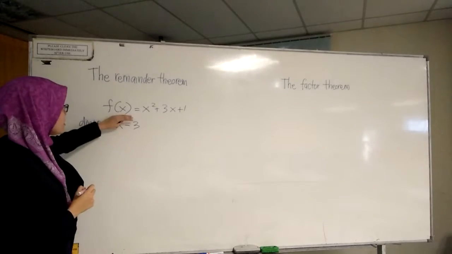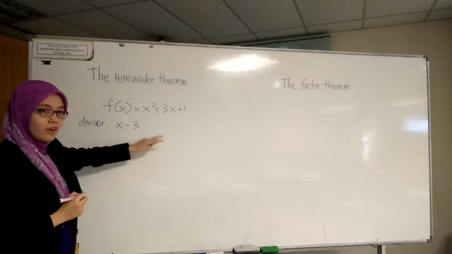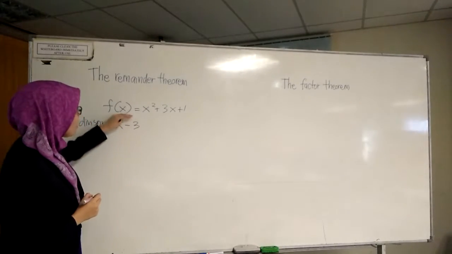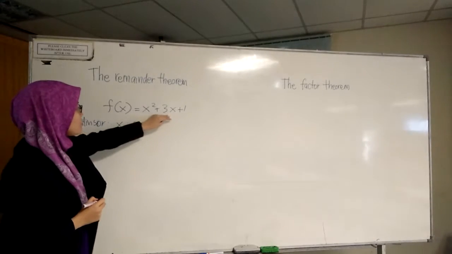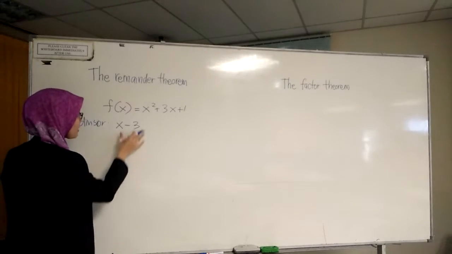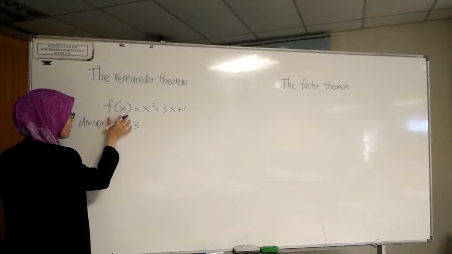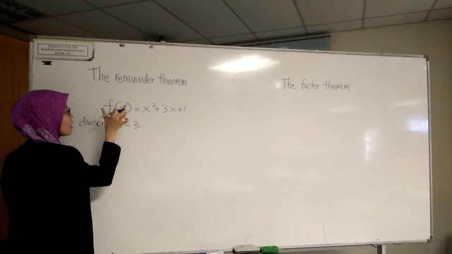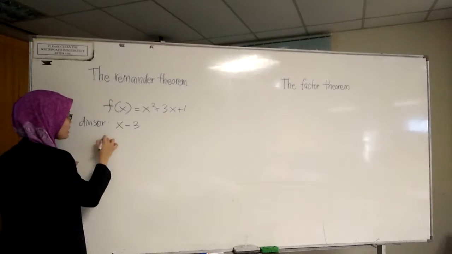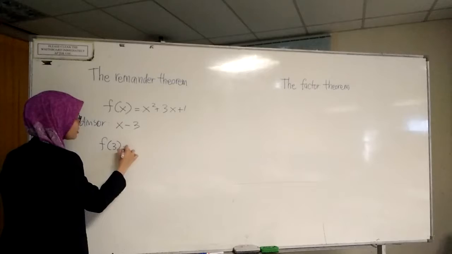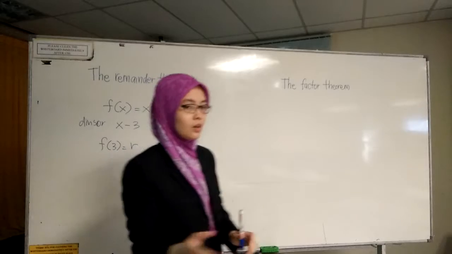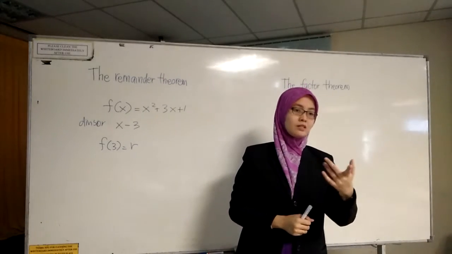As you can see from here, the divisor is a linear equation. So when you divide x squared plus 3x plus 1 by x minus 3, by the remainder theorem, if the polynomial is divided by the linear divisor, the remainder will be f(3). This is your remainder.